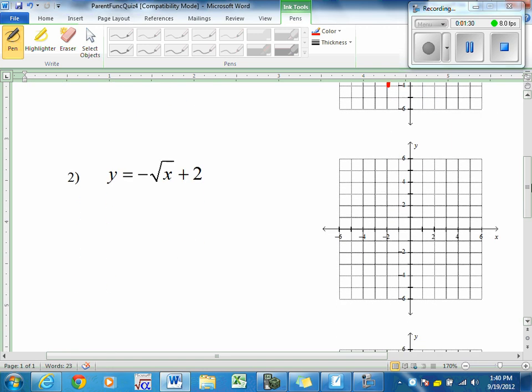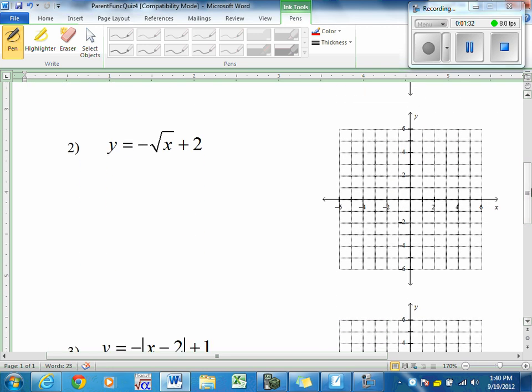All right, negative square root of x plus 2. Moves it up 2. We move it to the negative in front of the square root, flips it over the x-axis, so it's going to go down. We move it up 2. It'll look something like that. Once again, 1 point for moving it up 2, 1 point for the right shape, 1 point for flipping it over the x-axis.